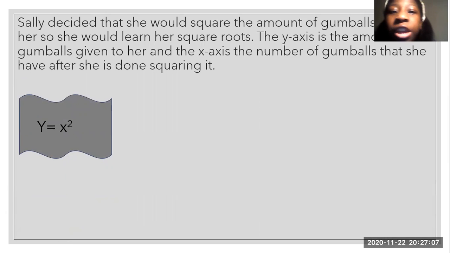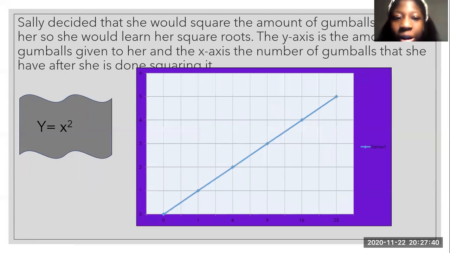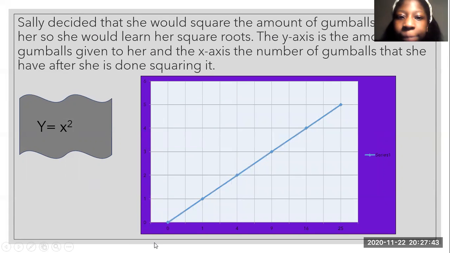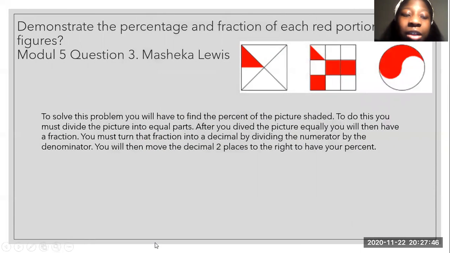So I decided that she would square the amount of gum balls given to her, so she'll learn her square roots. The y-axis equals how many gum balls given to her, and the x-axis equals the number that is given to her, then squaring it. So we'll square the numbers. If she is given 2 gum balls, she will have 4. If she is given 3, she'll have 9, because squaring is the number times itself. And here goes our corresponding graph. Let's go to the next one.